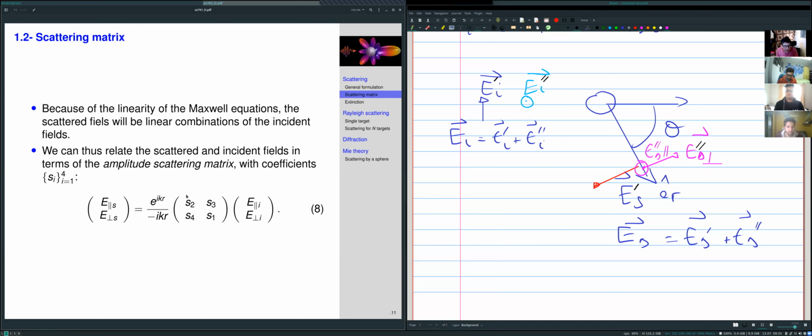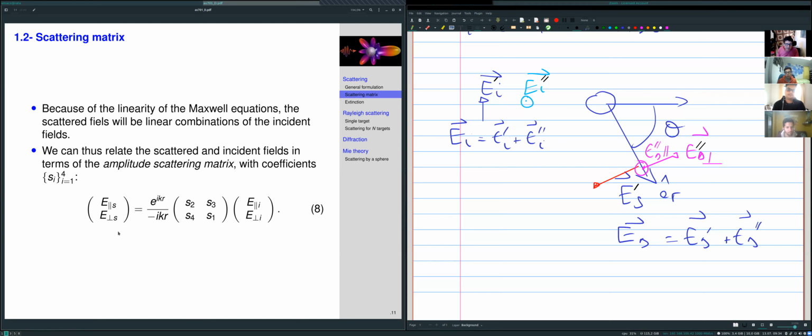The details of the interactions are embodied in this scattering matrix. This is called the amplitude scattering matrix because it refers to the electric field. We'll now see the full scattering matrix, but it's important to understand the origin of this idea of the scattering matrix. It's the linearity of the Maxwell equations. And we first look at the amplitude scattering matrix, which relates the incident and emergent electric fields.